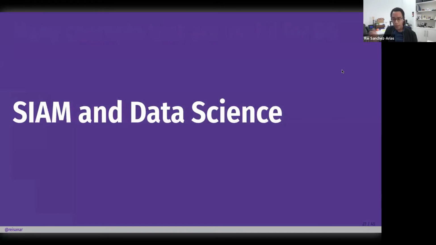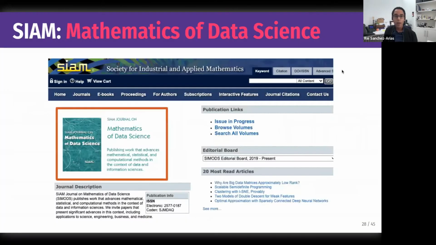Since this is part of the science student chapter, I also wanted you to be aware of this in case you didn't know: SIAM has put together a journal called Mathematics of Data Science. You can still download several of their papers that have been published.